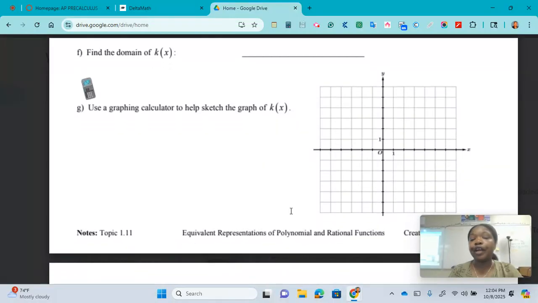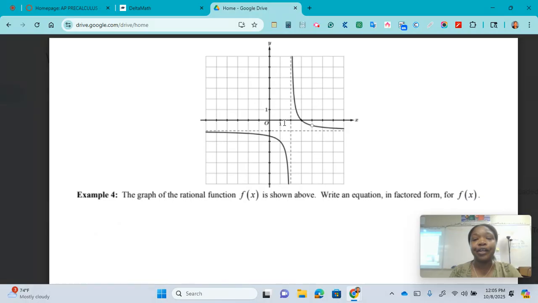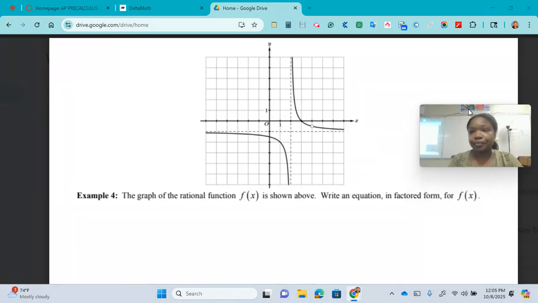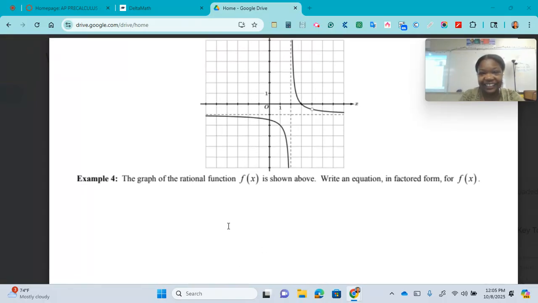All right, you could graph it yourself using the Desmos graphing calculator. But let's get to the fun part and create the equations. Yay! All right. First, the graph of rational function f of x is shown above. We need to write an equation in factored form for f of x.